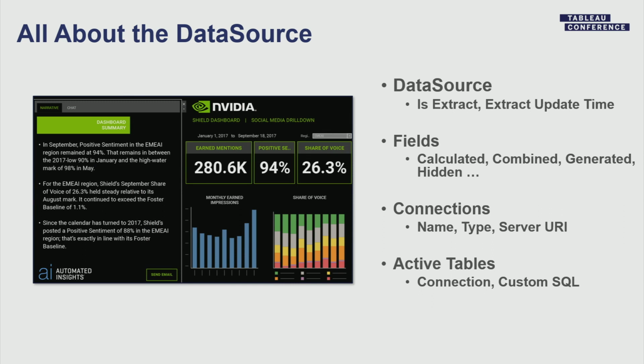In V3, we'll also be exposing a lot of information about a data source. Basically, anything you want to know about a data source, from fields and connections to active tables, we'll be able to provide to you programmatically. A lot of this might seem a bit boring, but actually a lot of our partners, such as our NLG partners, Automated Insights and Narrative Science, have been taking advantage of this information to build better reports of the data for their clients.